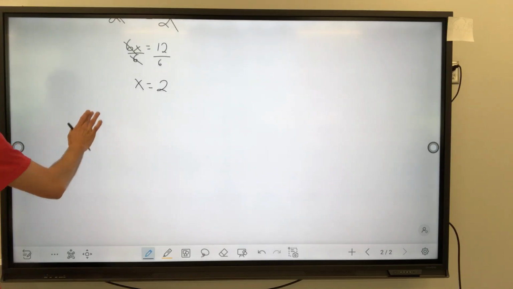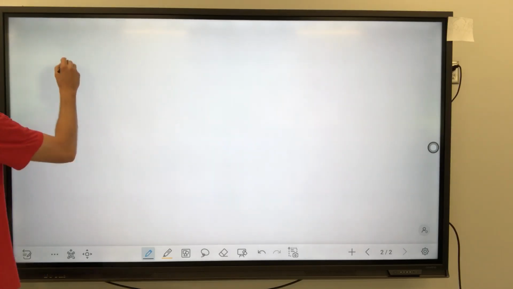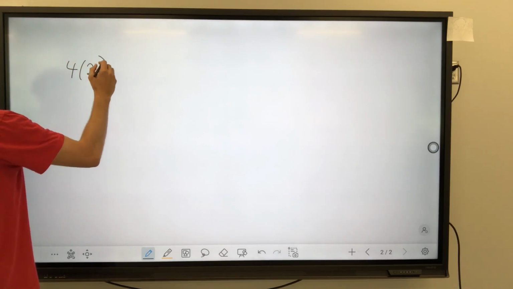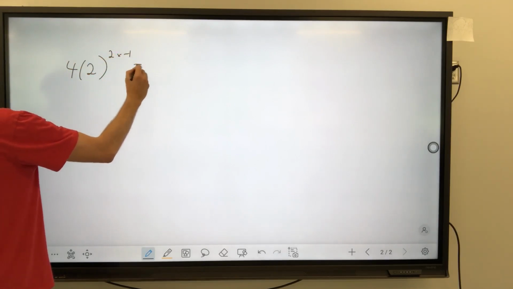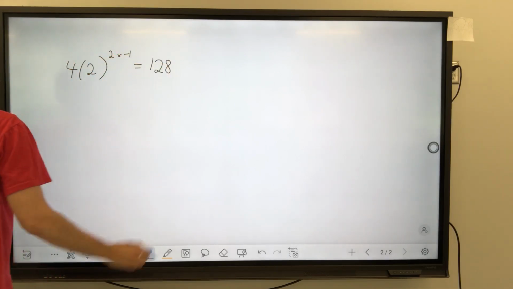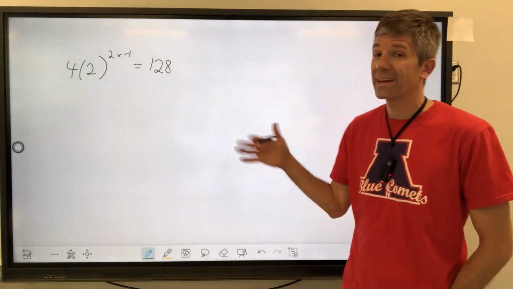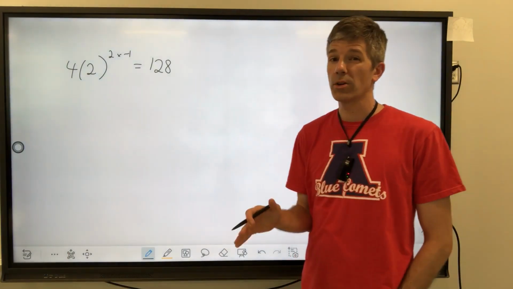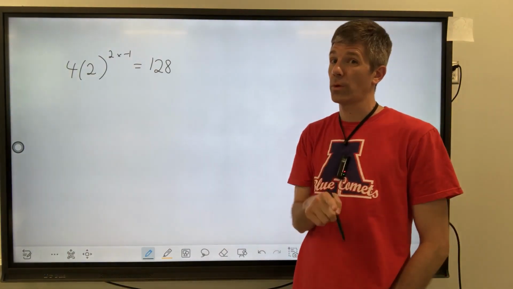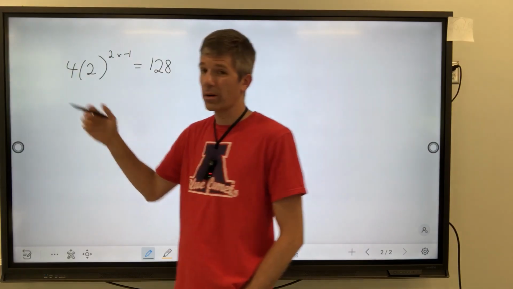Well, the next one doesn't have a base that's larger than 2, does it? 2 to the 2x minus 1 equals 128. Now, we have done ones like this before where we would start by putting it in logarithmic form. And you totally could after you move this 4. Right? So this 4 is in the way.